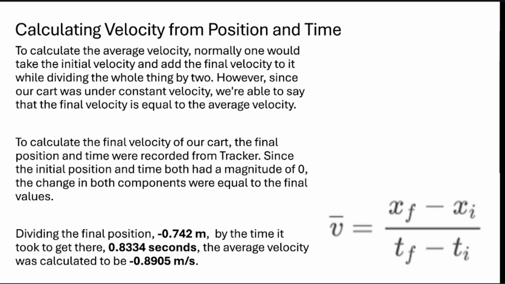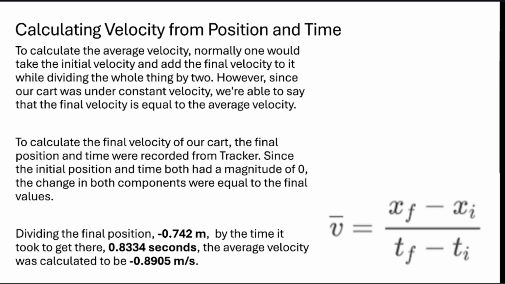Calculating velocity from position and time. To calculate the average velocity, normally one would take the initial velocity and add the final velocity to it while dividing the whole thing by 2. However, since our cart was under constant velocity, we're able to say that the final velocity is equal to the average velocity. To calculate the final velocity of our cart, the final position and time were recorded from Tracker.